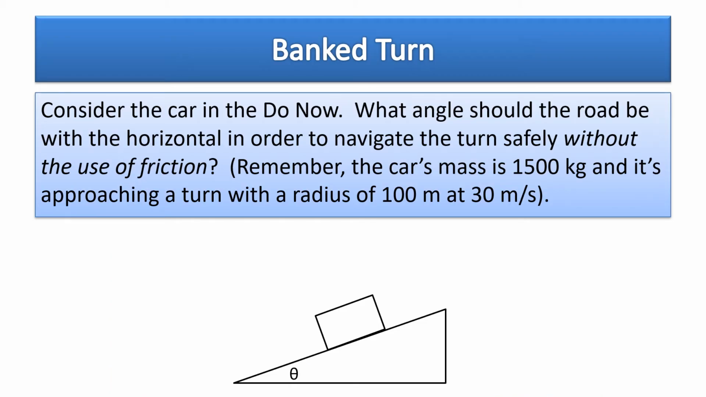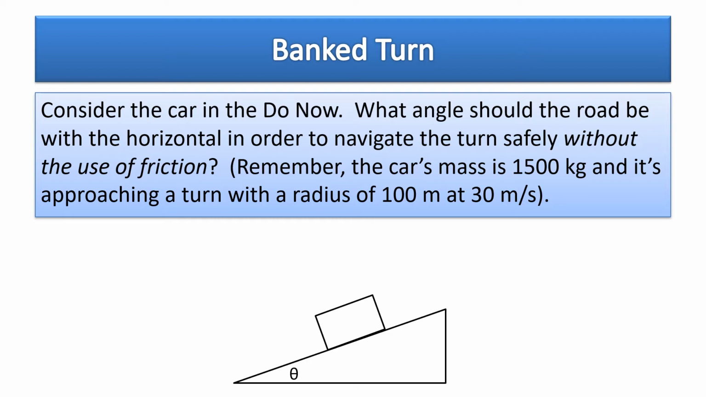So we had done a do now. It says consider the car in the do now. What angle should the road be with the horizontal in order to navigate the turn safely without the use of friction? Let's say it's a super icy road. So no friction is helping, only that component of the normal force.